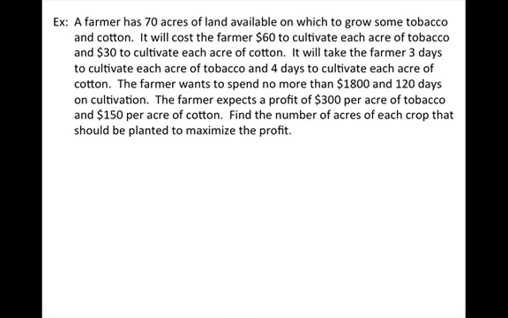A farmer has 70 acres of land available on which to grow some tobacco and cotton. It will cost the farmer $60 to cultivate each acre of tobacco and $30 to cultivate each acre of cotton. It will take the farmer 3 days to cultivate each acre of tobacco and 4 days to cultivate each acre of cotton. The farmer wants to spend no more than $1,800 and 120 days on cultivation. The farmer expects a profit of $300 per acre of tobacco and $150 per acre of cotton. Find the number of acres of each crop that should be planted in order to maximize the profit.